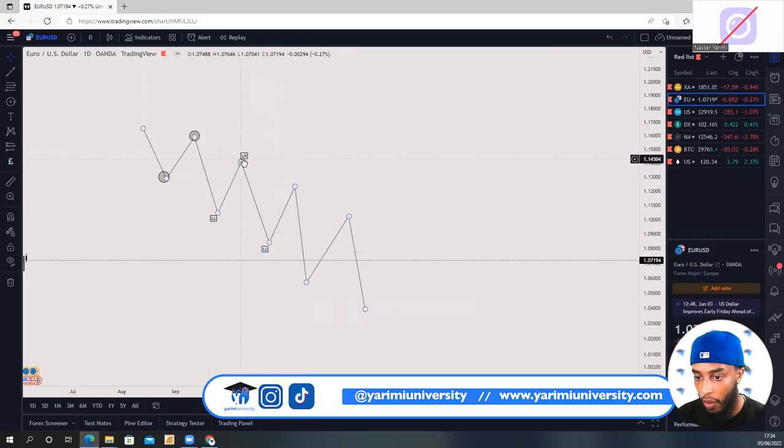Lower highs, lower lows, lower highs, lower lows. So the market will form higher highs and higher lows in an uptrend, and the market will form lower highs and lower lows in a downtrend. Make sure you write that down, guys.